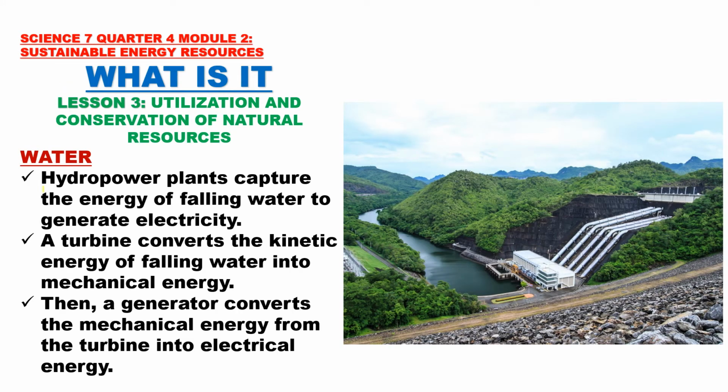Water. Hydropower plants capture the energy of falling water to generate electricity. A turbine converts the kinetic energy of falling water into mechanical energy. Then, a generator converts the mechanical energy from the turbine into electrical energy.